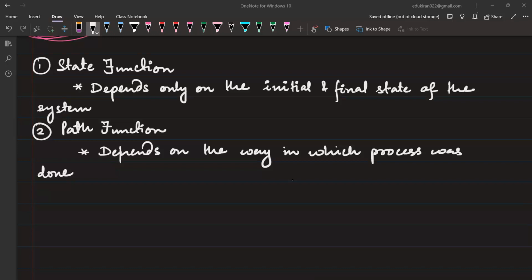Now, state function and path function. State function depends only on the initial and final state of the system. Path function depends on the way in which the process was done.